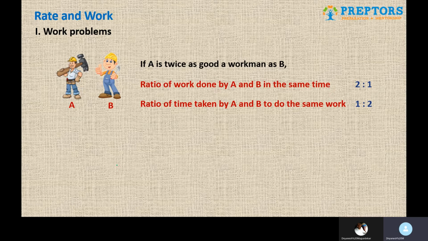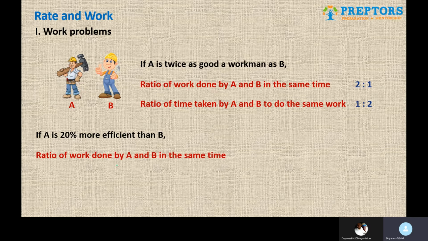The other way of defining the efficiency can be in terms of percentage, which is something of this sort. It says if A is 20% more efficient than B. So how do we analyze that? Here we are going to use the method of parts. 20% is 1/5 more, yani we come to know that it's a percentage increase that these guys are talking about. So 1/5 more यानी जितना भी B ने किया है A ने उससे एक ज़्यादा किया है.